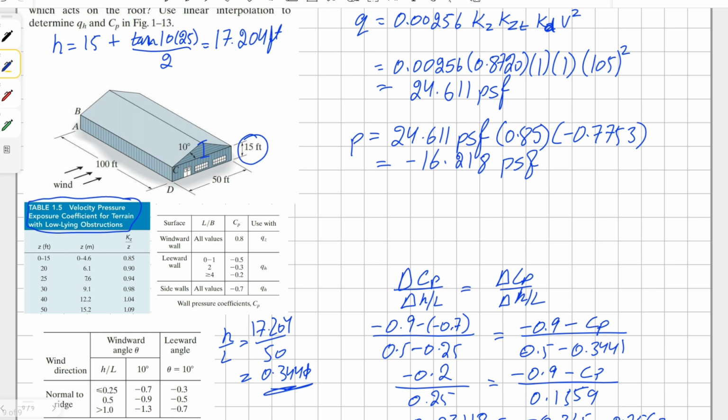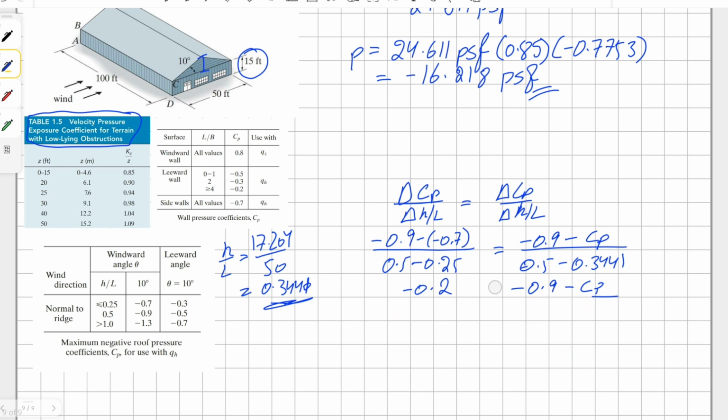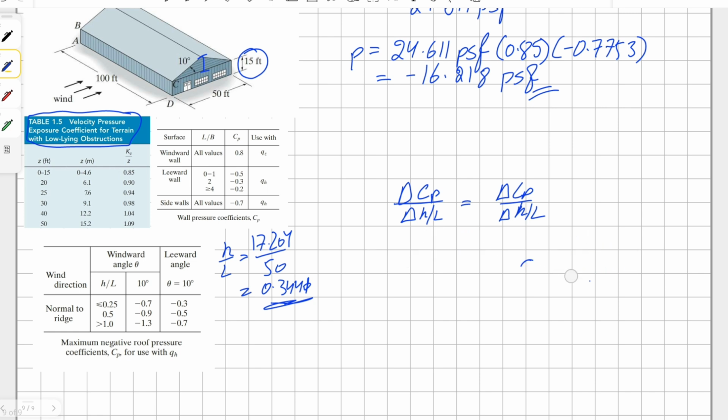Okay, so this is our answer for our windward side of the roof, and now it's time for our leeward side of the roof to be solved. To solve the leeward side, it's a similar idea. We'll be using our design pressure formula again, with all values being the same except for our roof pressure coefficient, which would be different based on our table here. So we have to use our linear interpolation once again to solve this problem.